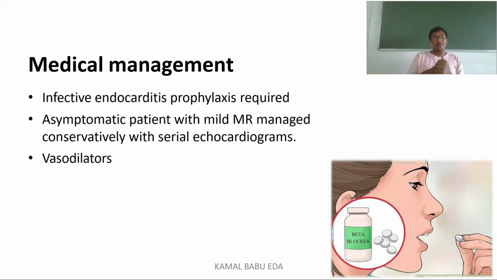Coming to the medical management. The major cause for mitral regurgitation is infective endocarditis. So if you take prophylaxis related to endocarditis, you can prevent mitral valve regurgitation. Patients who do not show any signs and symptoms with mitral valve regurgitation, conservatively we will go for 2D echograms and manage the patient. And thirdly, we will give vasodilators. Vasodilators will increase the blood flow. As the pressure is increasing, if you dilate the blood vessels, the blood can pass easily, so that the pressure gradient can be decreased. So this is the medical management.